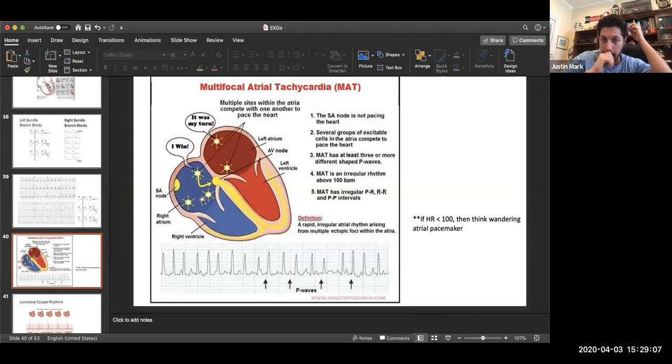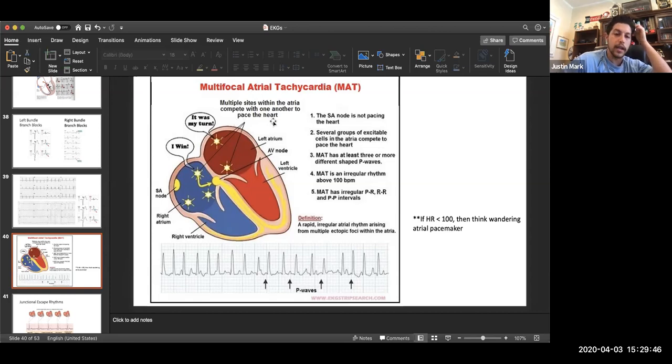This is called multifocal atrial tachycardia. I'm including this because it was one of the cases that we went through. Basically, this has a very scary name, but if we break down what each of these words are, it's not actually that terrible. We have multifocal. You could think of a focus as an area that's not the SA node that's pacing the heart. In multifocal atrial tachycardia, we have multiple foci in the atria that are pacing the heart, and they're all competing with one another.